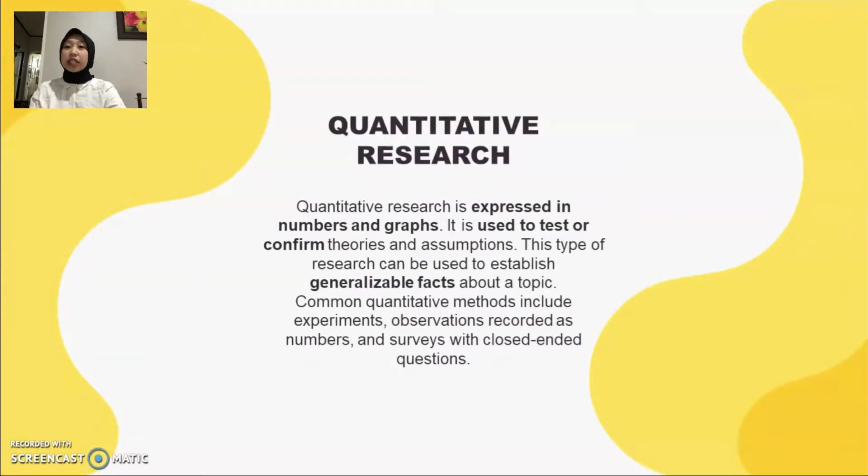Quantitative research is expressed in numbers and graphs. It is used to test or confirm theories and assumptions. This type of research can be used to establish generalizable facts about a topic. Common quantitative methods include experiments, observation recorded as numbers, and surveys with close-ended questions.